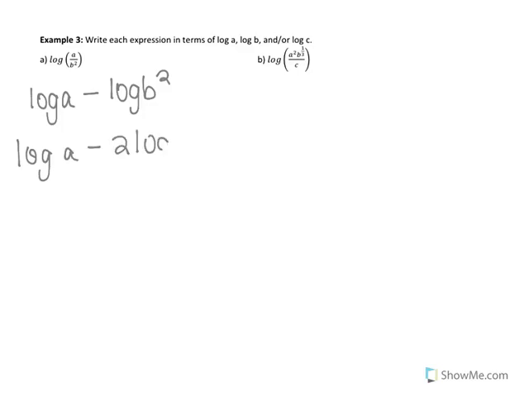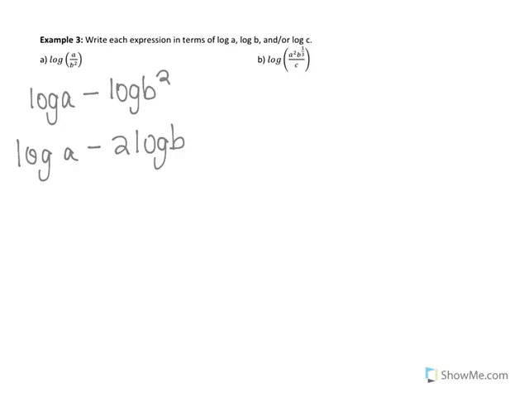Alright, write each expression in terms of log A, log B, and log C. Okay, so this is going backwards. So I'm going to call this log A. It's division, so I'm going to subtract log B squared. And then I have log A, and I'm going to move that 2 back in front. So 2 log B.